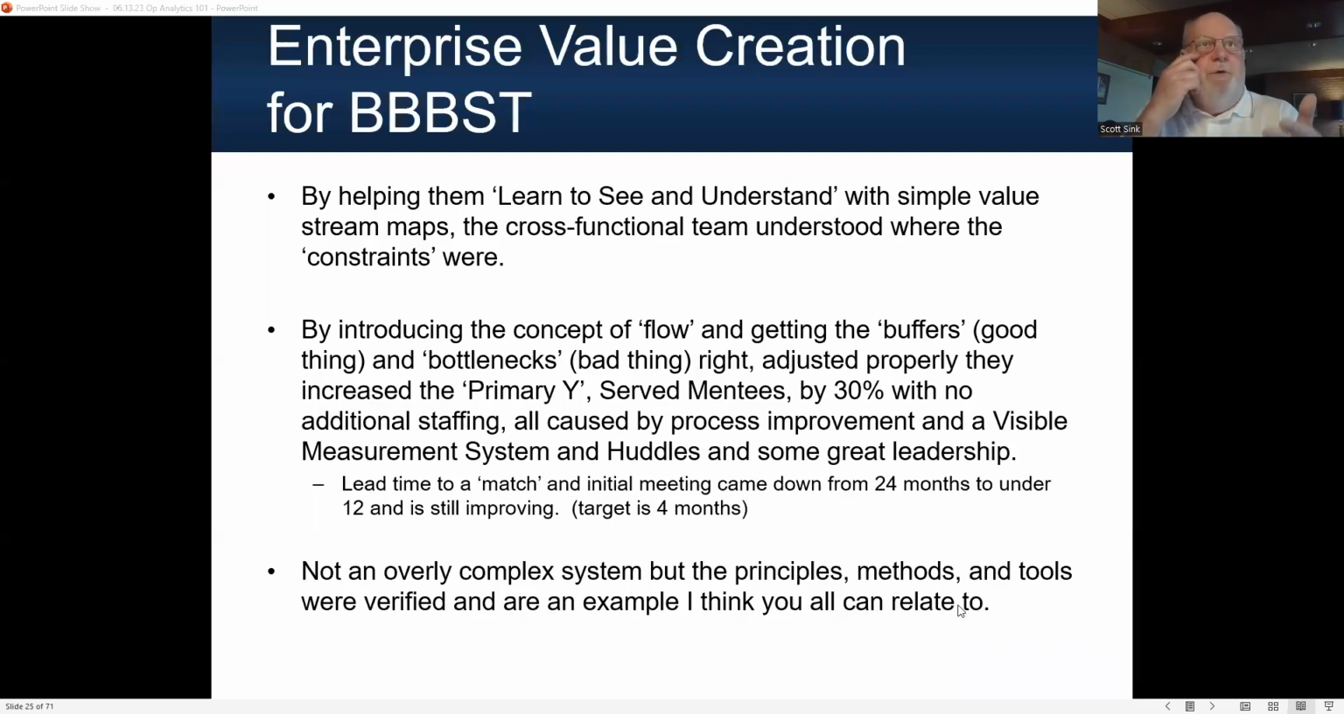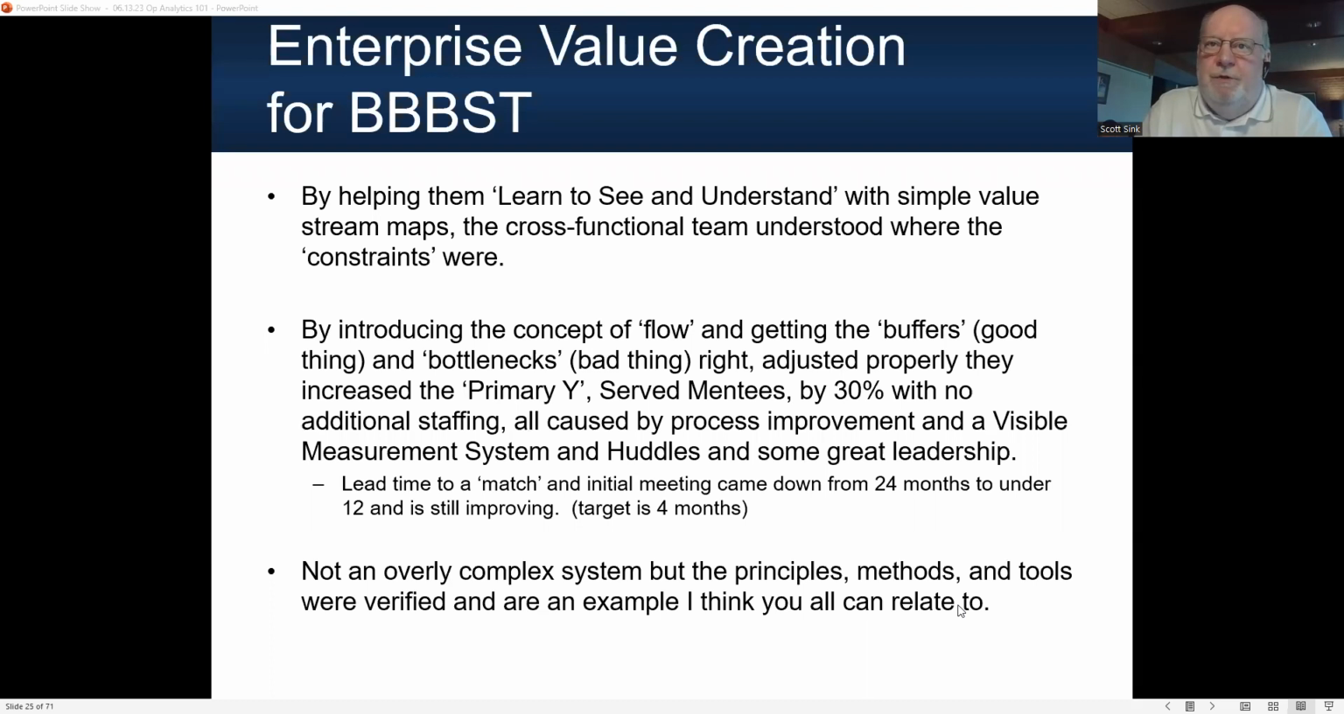So with Big Brothers Big Sisters, by helping them learn to see and understand with simple value stream maps, the cross-functional team started to understand where the process was breaking down and why for 10 years it had been underperforming. And by introducing the concept of flow and getting the buffers, which is a good thing, buffers are a good thing, and bottlenecks, which are queues, which are a bad thing, to get the buffers right so that we get better flow, and to get those adjusted properly, they were able to increase the primary Y. The number of served mentees increased by 30% with no added resources to the process.